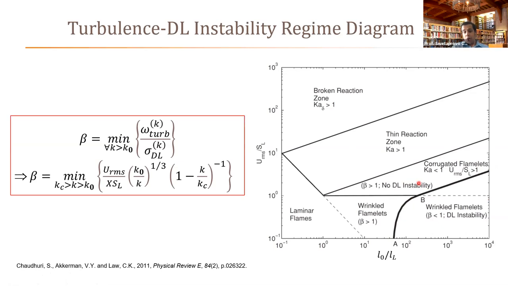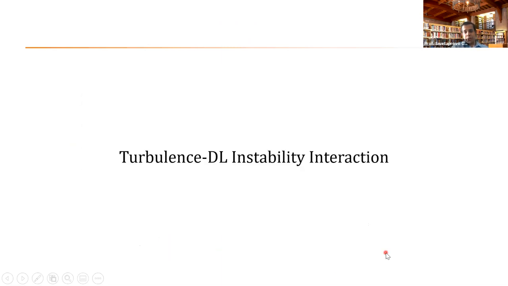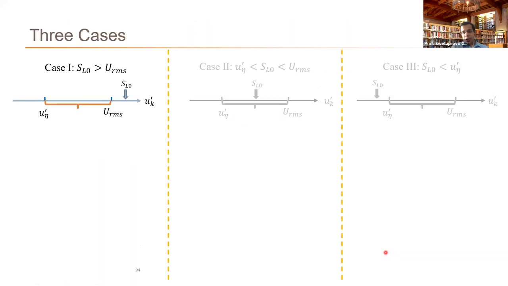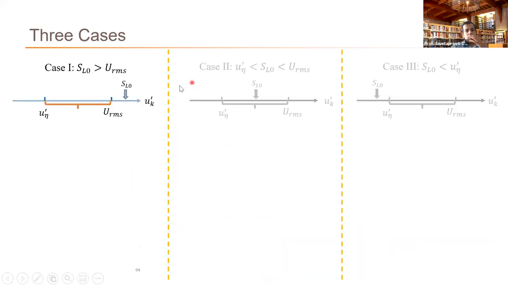So now with the availability of the flame propagation rates, which are dominated by cellular instability, and the turbulent cellularly stable flames, which are dominated by turbulence, and with the availability of these exponents at different conditions, we can test out whether this regime really means something or not. So we can have three cases essentially, where your planar laminar flame speed is much larger than the RMS of fluctuating velocity. Okay.